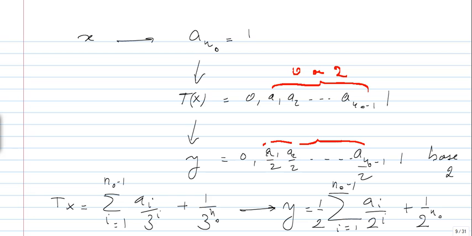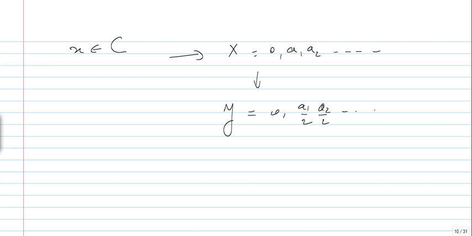Now, what happens if there is none? Okay, this is easier. If x belongs to C, we know that it is equal to 0.a1 a2, etc., and they are all 0 or 2, so you divide by 2 and you are done. In this case, you go straight to y, which is 0.(a1 over 2)(a2 over 2), etc., in base 2.